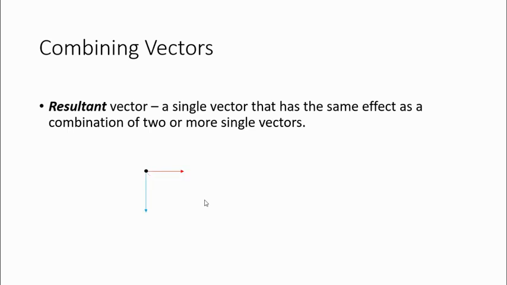So to find the resultant is to replace the two or more with one that has exactly the same effect. It won't be the same size as the other two. It won't have the same direction, but it has the same overall effect as the other vectors that you combined.